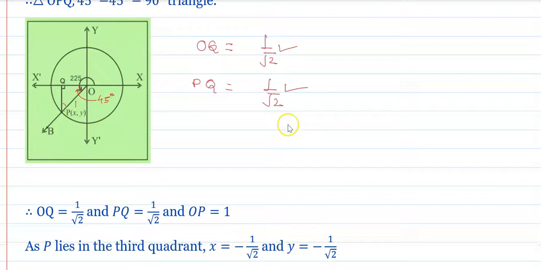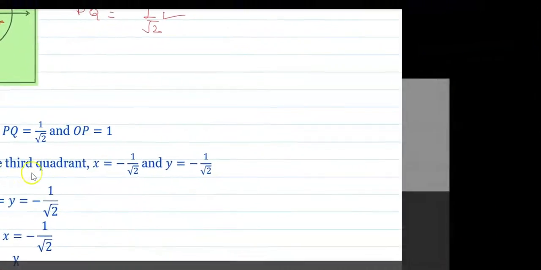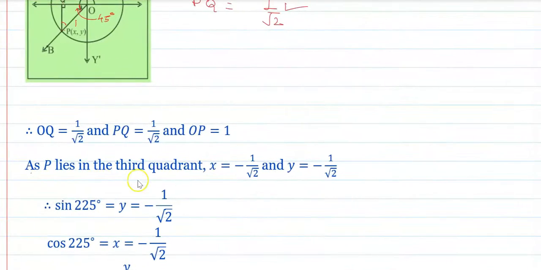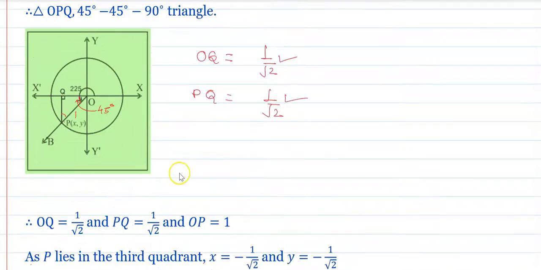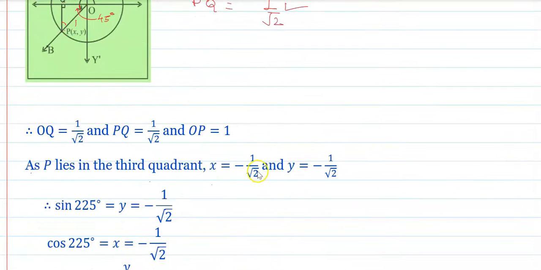These are the lengths. Now the point P lies in the third quadrant and hence x is equal to minus 1 by root 2 and y is equal to minus 1 by root 2.